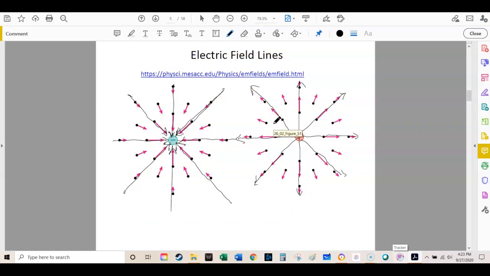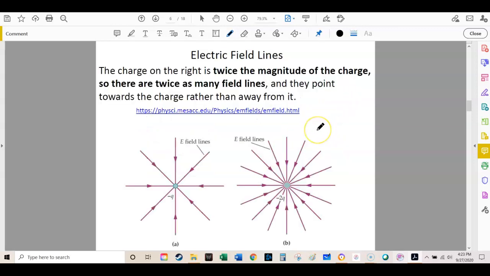And again, the electric field lines are going to be tangent to the surface of the object. So in this case, it looks like spokes on a wheel. The surface is circular, so those lines are going to be pointed outwards in all directions. Okay.